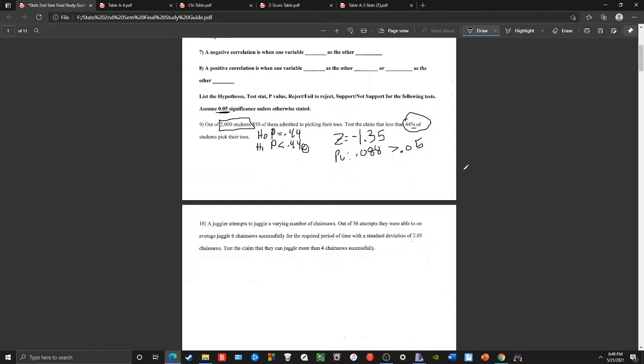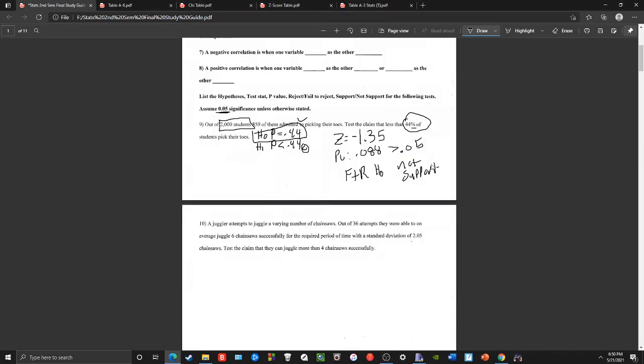And so since the p is high, that means it's not a rare event. So we're going to fail to reject H0. So we're going to go with H0. H0 is our guy. Well, unfortunately, my claim was not H0. So this would not support the claim, because, again, it's not rare enough to be significant, is another way of putting it.